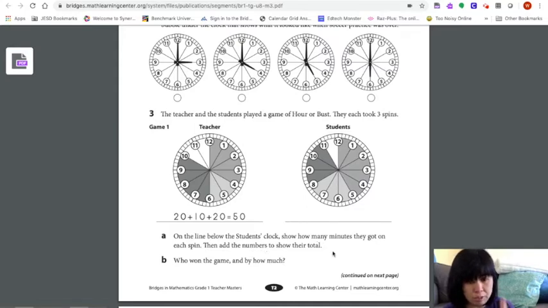I'm going to read that one more time because there's 2 directions on things that we need to do. Okay? So number 1 says, on the line below the student's clock, show how many minutes they got on each spin. Then add the numbers to show their total. So first thing you're going to do is you're going to figure out how many minutes was each turn. Okay, and then you're going to write it on this line. And then you're going to find out what is the total of the 3 spins.